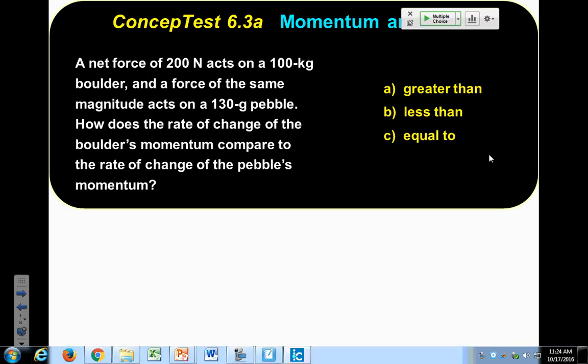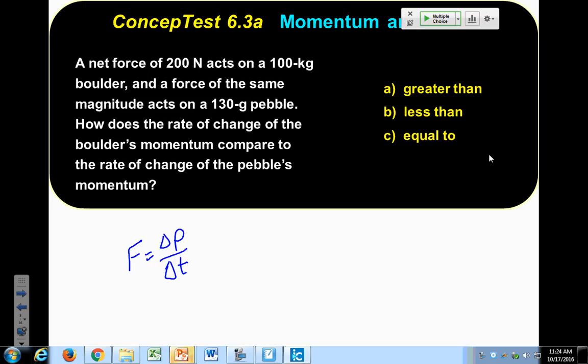You want to think about this expression that we have. We really have a couple of expressions, and this is one of them that you'll need to know: F is equal to delta P over delta T. If I have a force on an object, it changes its momentum. Right? This is just Newton's second law. If I apply a force to an object, I change its momentum.